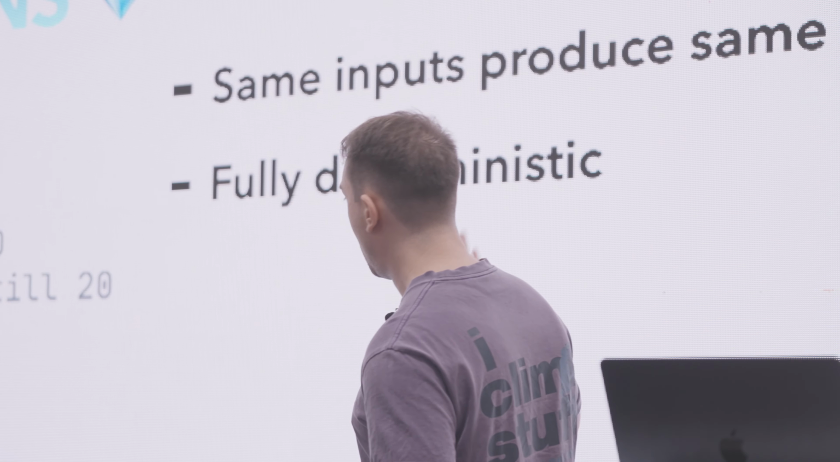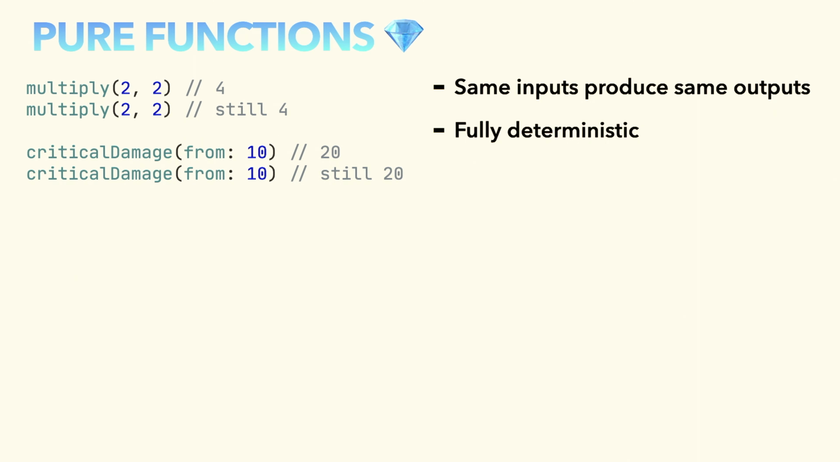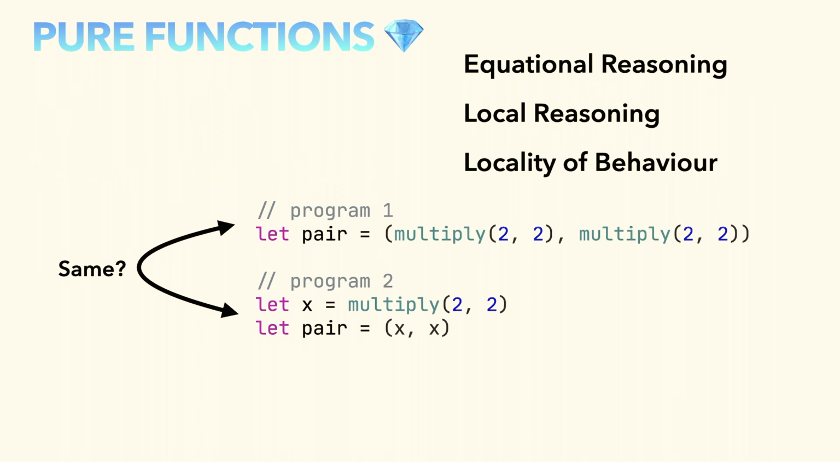These include so-called referential transparency, which means for the same input, pure functions always produce the same output. And this means that they are deterministic and predictable. So this is very powerful, and you'll see in a minute why. Now, pure functions enable equational reasoning.